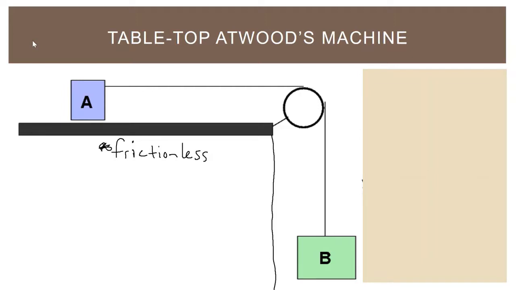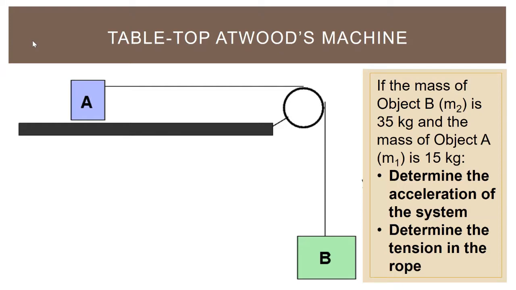So let's take a look at a problem. This problem says, if the mass of object B, which I'm going to call M2, I know that was actually the opposite of what they just showed in that video, but we almost always call this one M2. So M2 is the hanging one in this situation. If the mass of object B, M2, is 35 kilograms, and the mass of object A, which we're going to call M1 here, is 15 kilograms, then we are being asked to determine the acceleration of the system and to determine the tension in the rope.